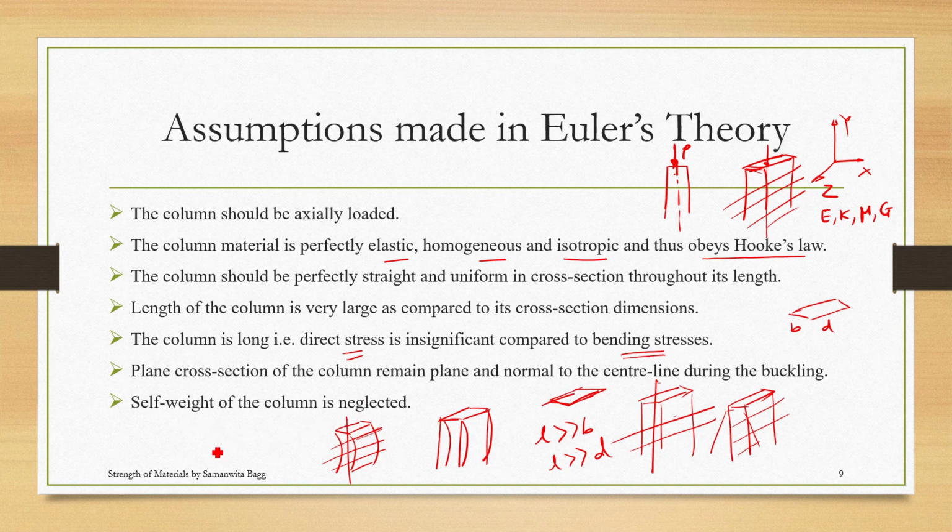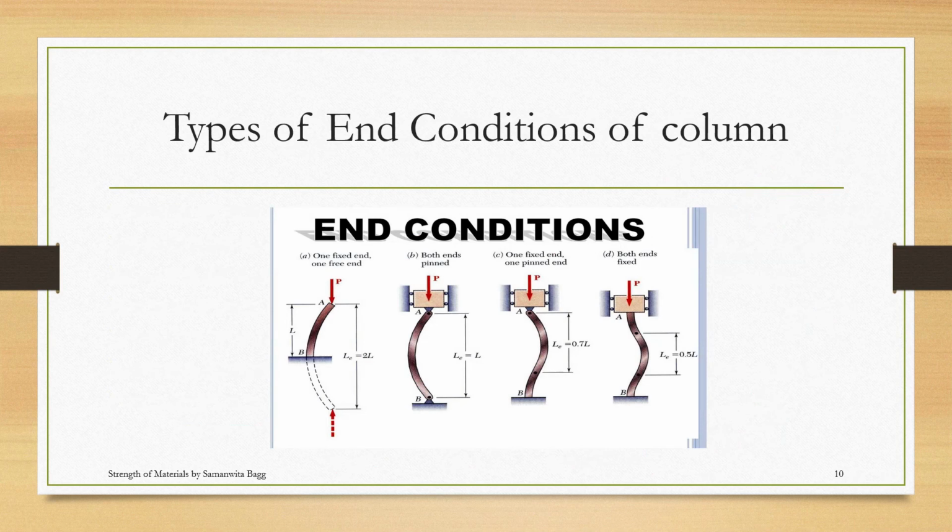As compared to the entire building or any other structure wherein you have columns, the self-weight or the weight of a single column is actually very less. So we say that the self-weight of the column is quite negligible as compared to the entire structure whose part it has become. Next, we'll talk about the types of end conditions of a column.